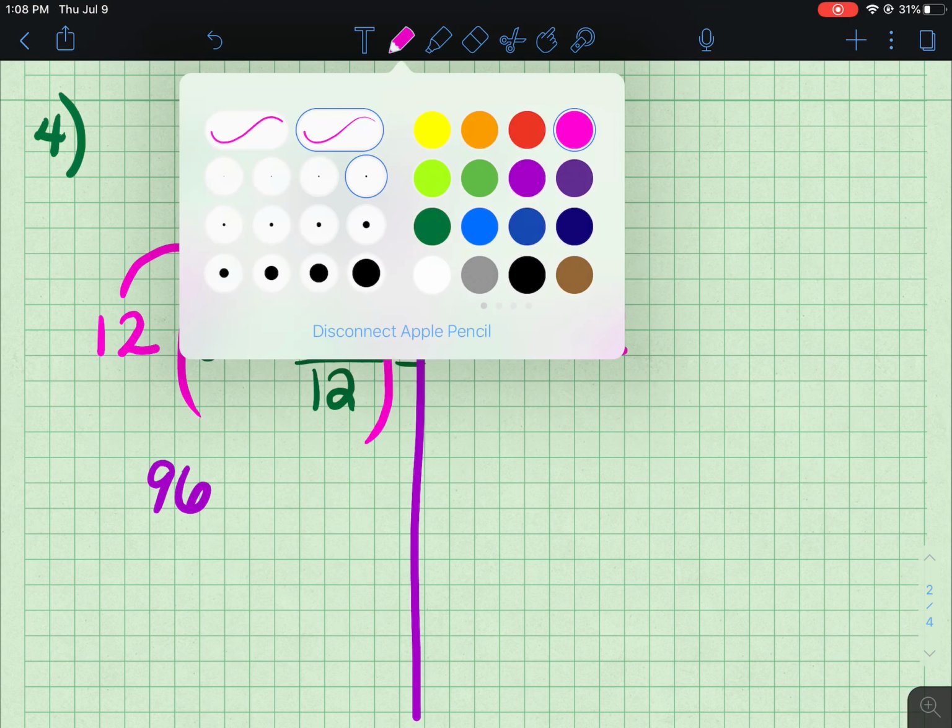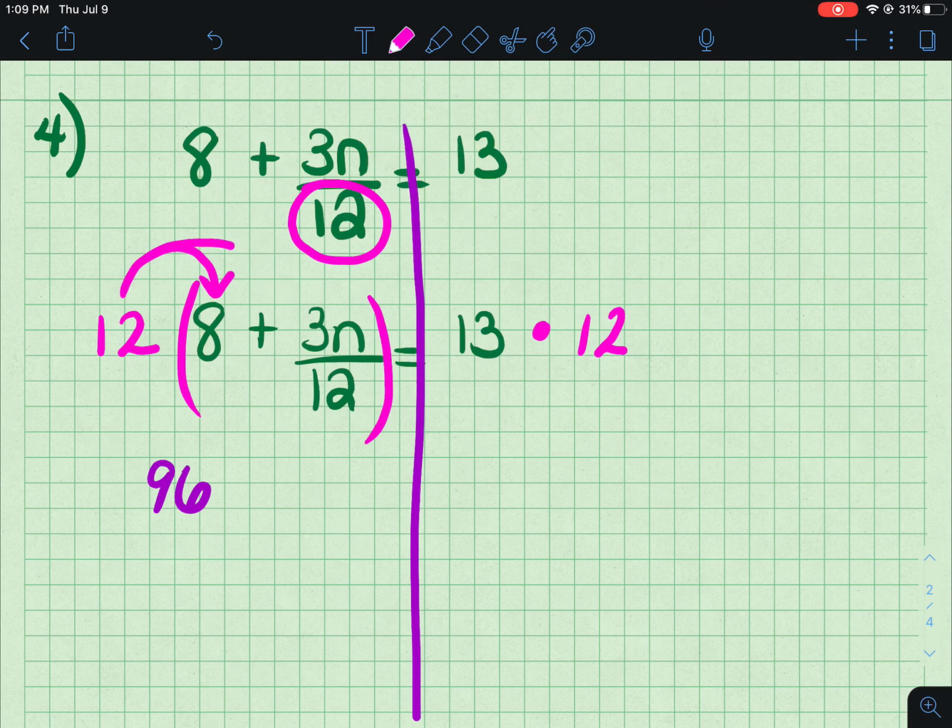Now, I'm not done here on the left side. I need to multiply the 12 by the 3n and the 12 in the denominator. Well, this pink 12 is in the numerator, and that green 12 is in the denominator. So if I have a 12 in the numerator and a 12 in the denominator, what happens to them? They cancel out. So I'm only left with the 3n. The 12 in the numerator canceled with the 12 in the denominator. That was the whole point of multiplying by 12, to get that 12 gone.